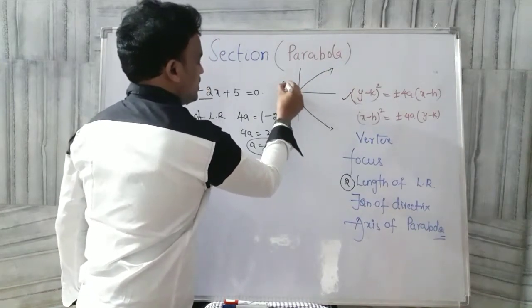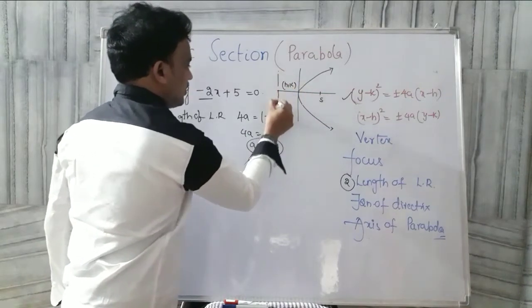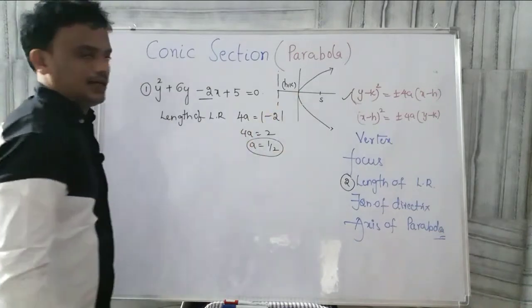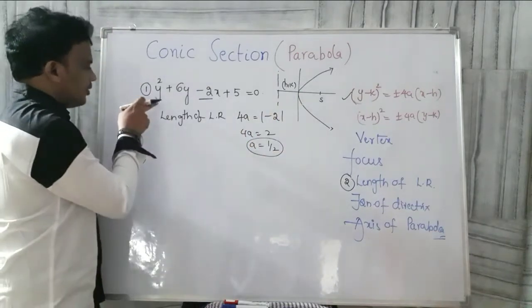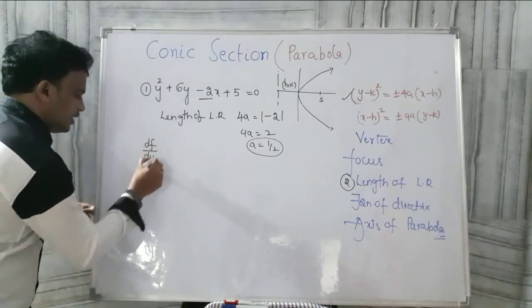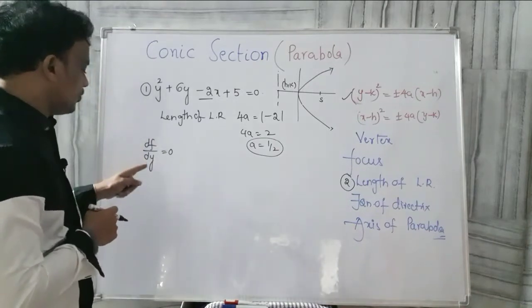So in that case, (h, k) is the vertex. Here you get the focus and here you get the directrix. Let us see how to find it. Now I am going to find the vertex. The variable y has the second degree, so now I am going to differentiate this, which is called partial derivative. Dou f by dou y equals 0.